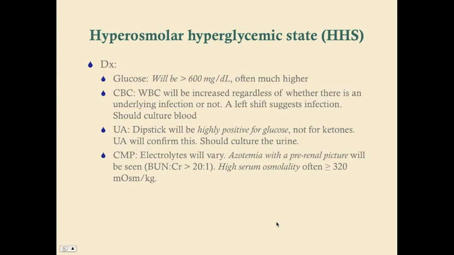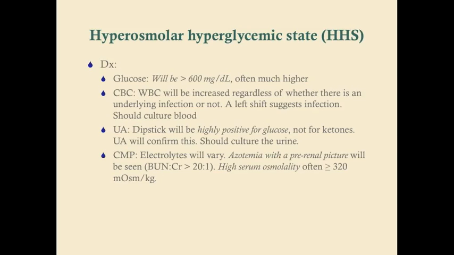For diagnosis, the glucose level is going to be above 600 milligrams per deciliter, but often it's much higher. On the CBC, just like in DKA, the white blood cell count is going to be increased regardless of whether there's an infection or not, but a left shift is going to suggest an infection, and you should culture the blood. Urinalysis, you get a dipstick, it should be highly positive for glucose, but not so much for ketones. Urinalysis will confirm this, and you should culture the urine.